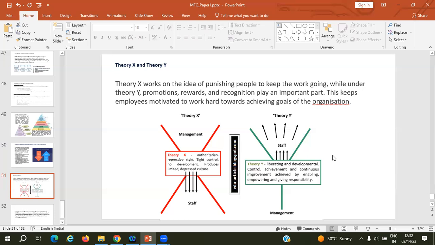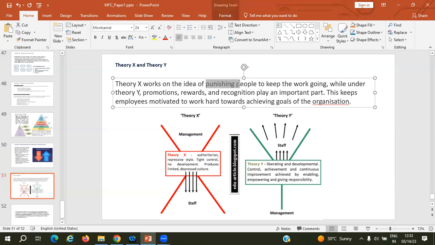That is the main difference between X theory and Y theory. What is written, I will read. Theory X works on the idea of punishing people to keep the work going. Punishing means the same authority. While under theory Y, promotion, reward and recognition play an important part. This keeps employees motivated to work hard towards achieving the goal of the organization.